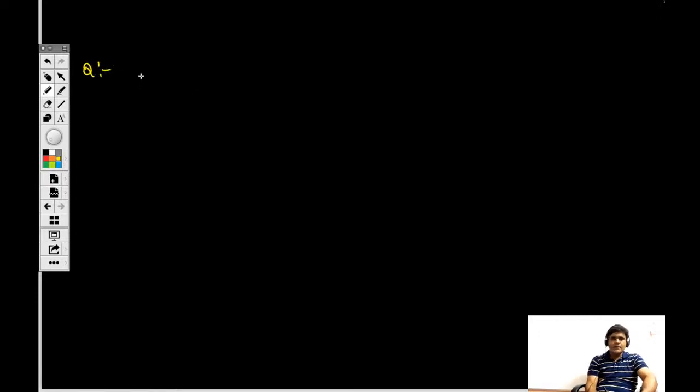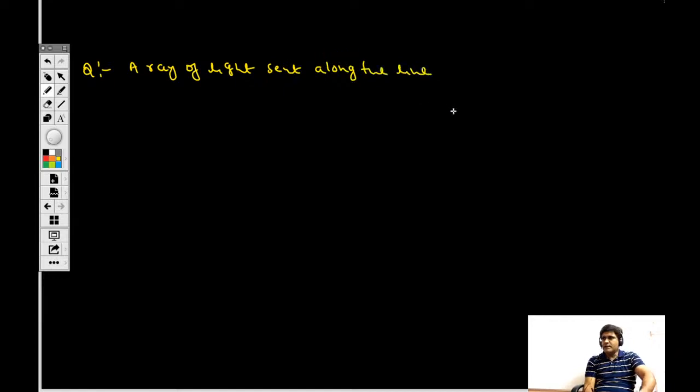Next question is, a ray of light sent along the line 2x minus 3y plus 4 equals 0.